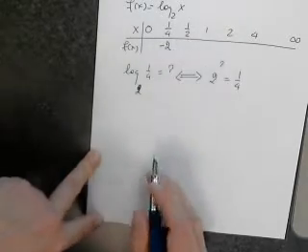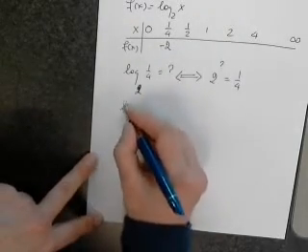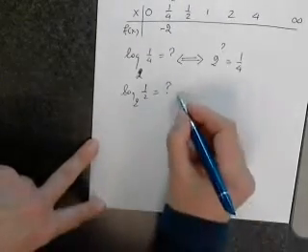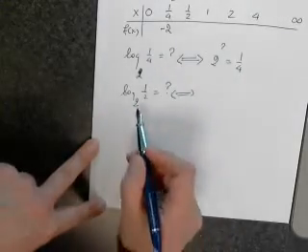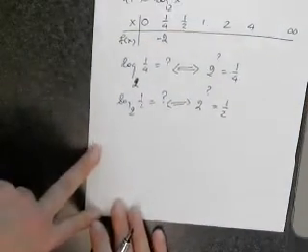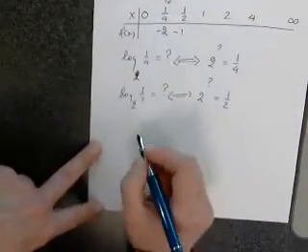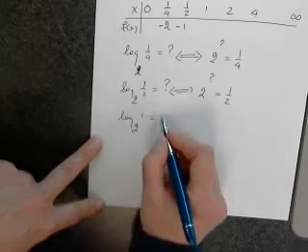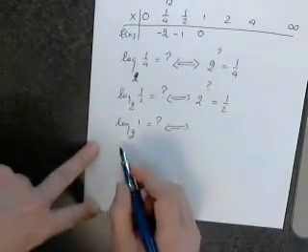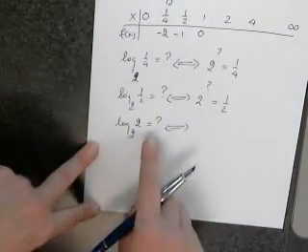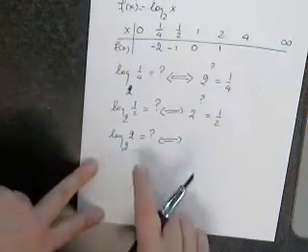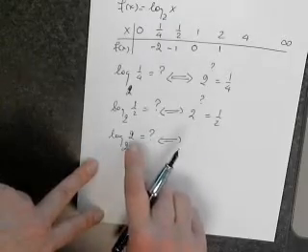Excellent. Log base 2 of 1/2 equals some number. This is equivalent to 2 raised to some number equals 1/2. What will that be? Good. Log base 2 of 1 equals some number. 0. Log base 2 of 2. 2 raised to some number is 2. Finally, 2 raised to some number is 4.